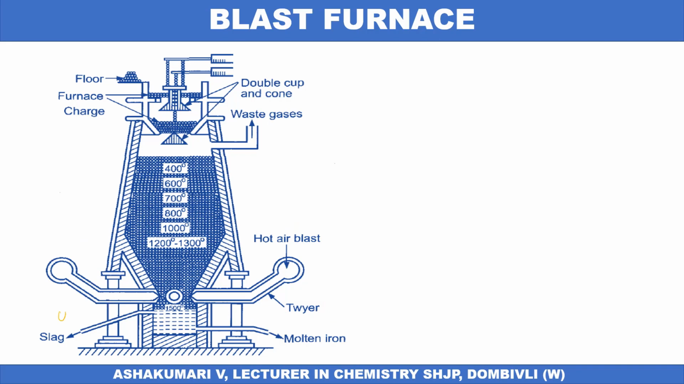One is the upper outlet, the other one is the lower outlet. With the help of the upper outlet, we remove the slag from the blast furnace. With the help of the lower outlet, we remove the molten iron from the blast furnace. There is an exit for waste gases at the top of the furnace. Observe here, this is an exit which is present for the exit of waste gases.